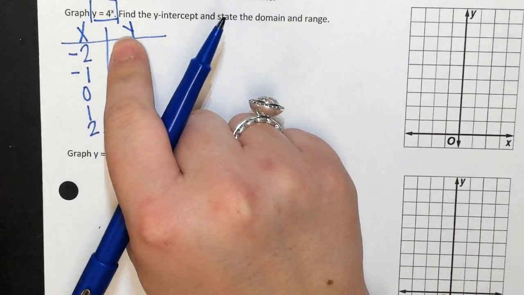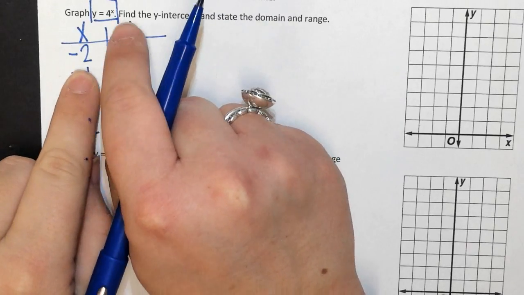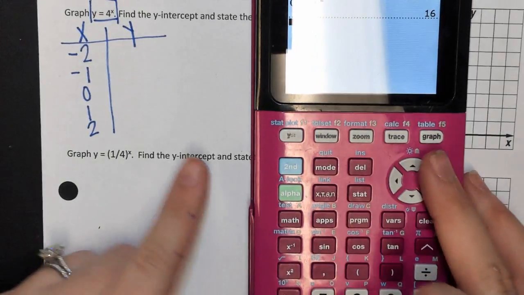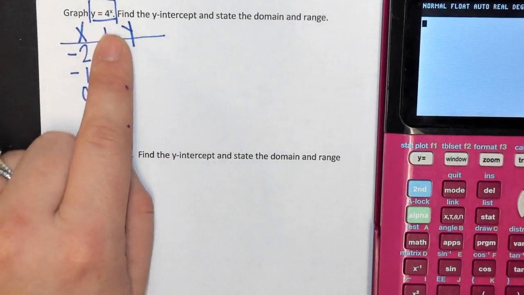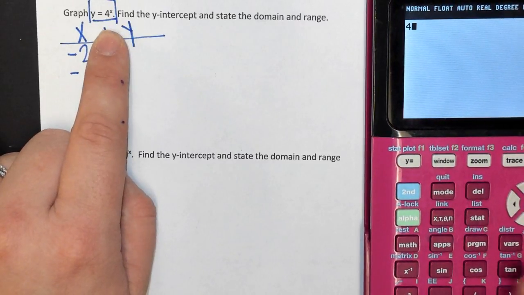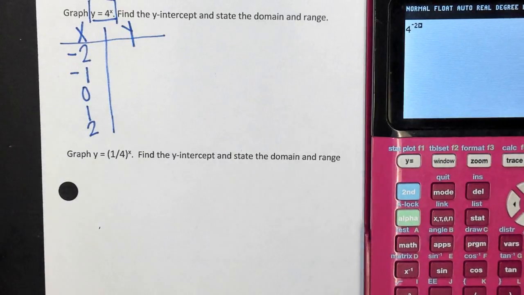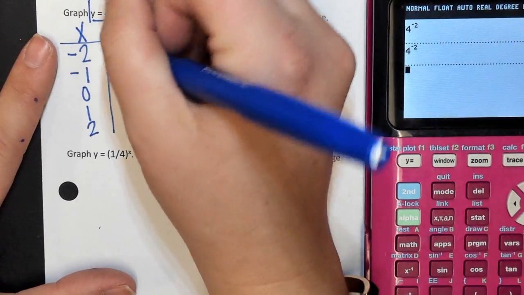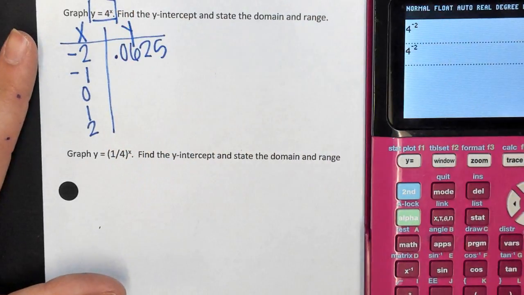To find y, we need to plug these numbers into the x position to find y. So y is equal to 4 raised to the x power. Well, let's find out what that is. 4 raised to negative 2 is 0.0625.